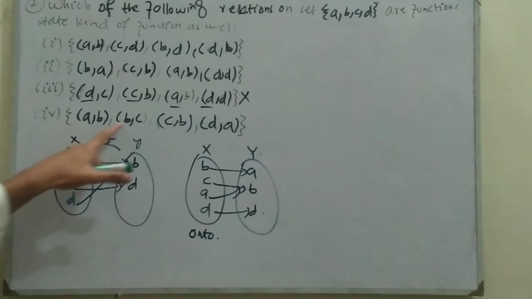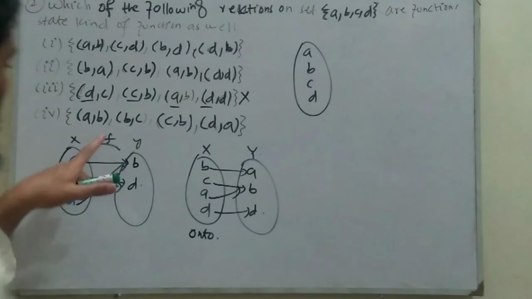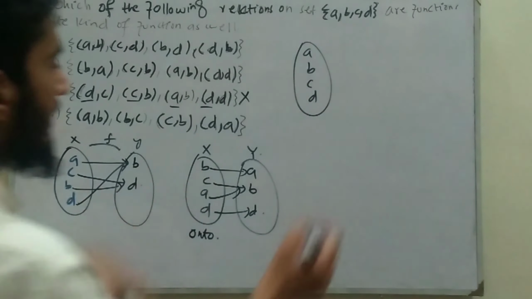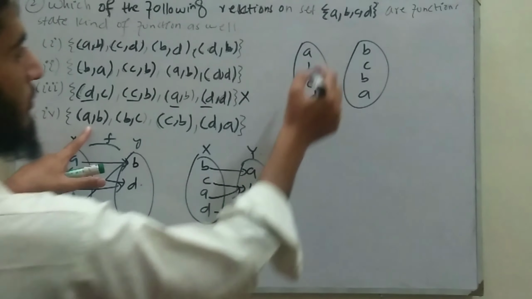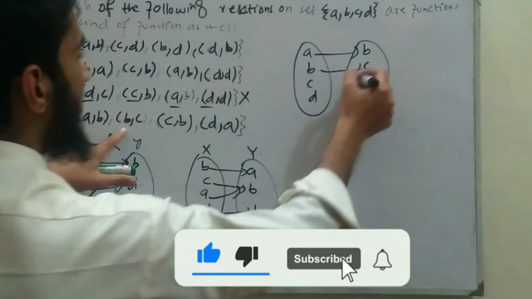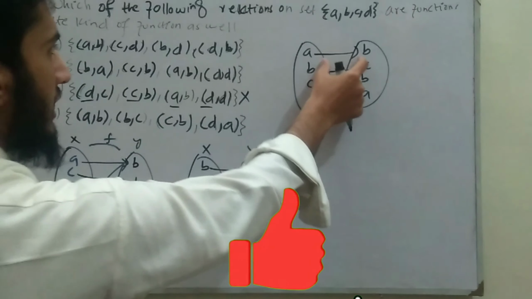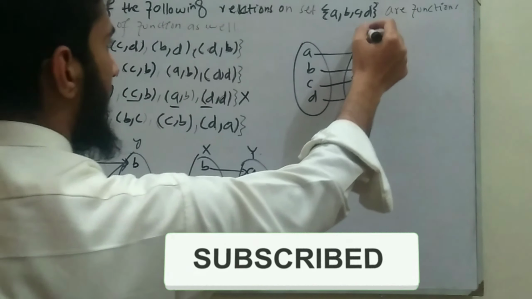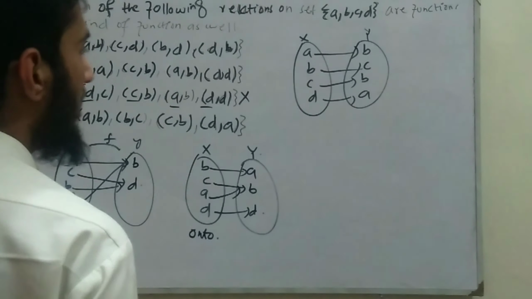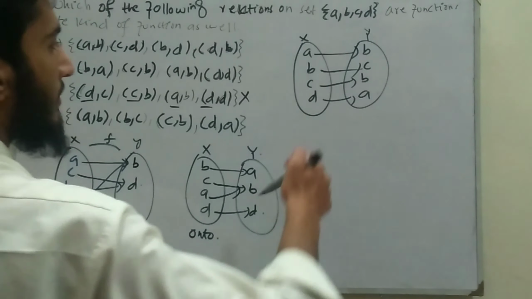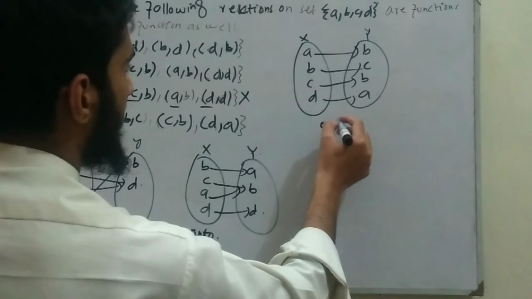Now move to the fourth part. Draw A, B, C and D, and here in the range we have B, C, B, A. Now A is mapped with B, B is mapped with C, C is mapped with B and D is mapped with A. Each and every element of X is mapped with each and every element of Y. There is no element left separated in X and Y. So that's why this function is also an onto function.